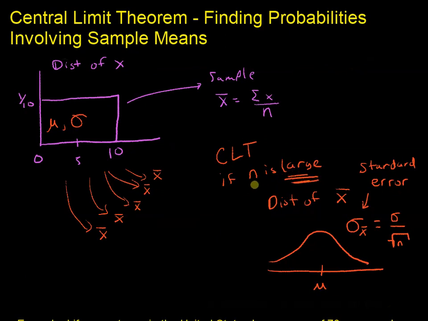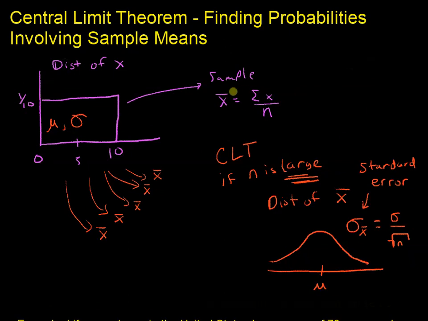Right? And it makes sense that n would have to be large in order for this result to hold, because imagine the extreme case where you only sampled one observation from the distribution. If you only sampled one observation, then when you calculate the sample mean, it's just going to equal x, right? Because you just sampled one. So it would be the sum of that value divided by 1, right?